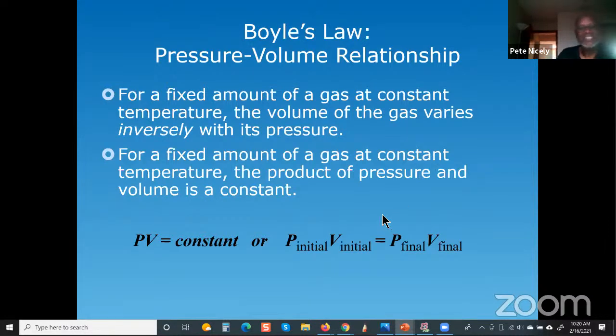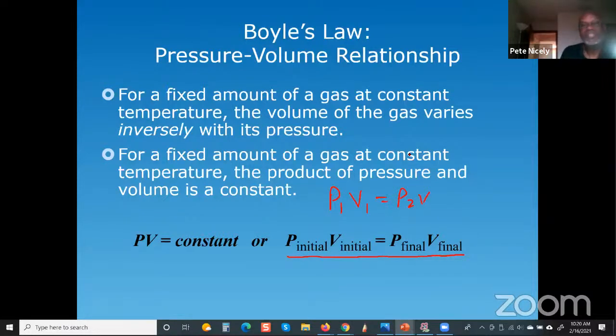Then we can express it in terms of an equation: PV is equal to a constant, or P initial times V initial is equal to P final times V final. Me personally, I prefer to express it this way: P1 V1 is equal to P2 V2, which is basically the same thing as expressing it this way.